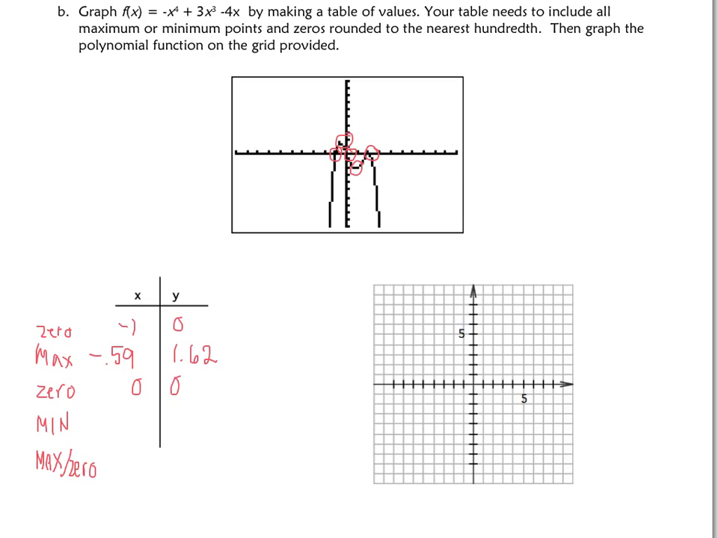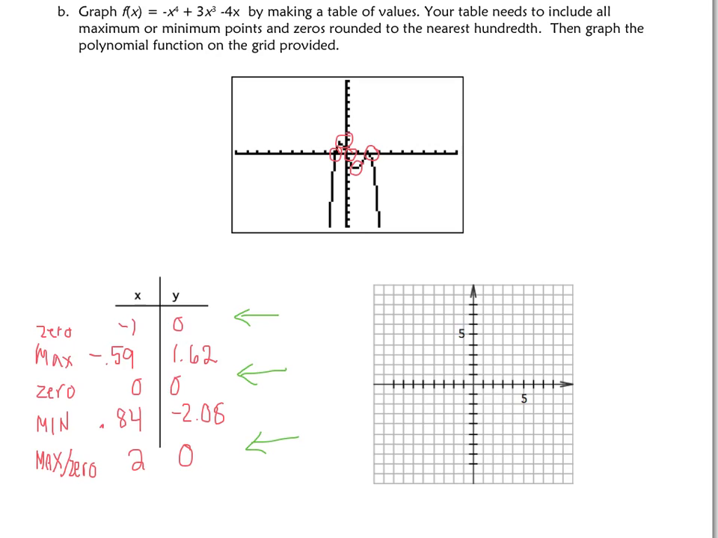The next one is 0.84, negative 2.08, and then our max slash 0 is at 2, 0. So notice all my zeros, all of them here, the y value is 0. It should be, because it's the x-intercepts, and at the x-intercept, the y value is always 0.